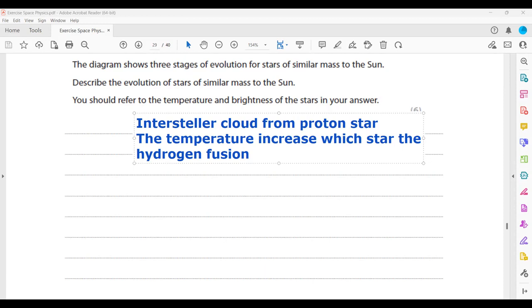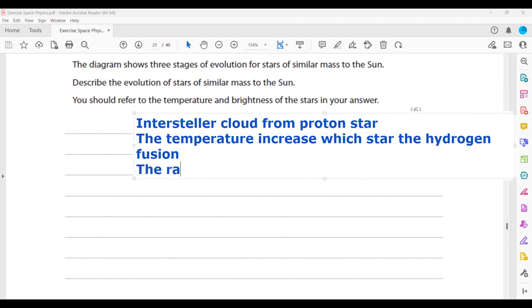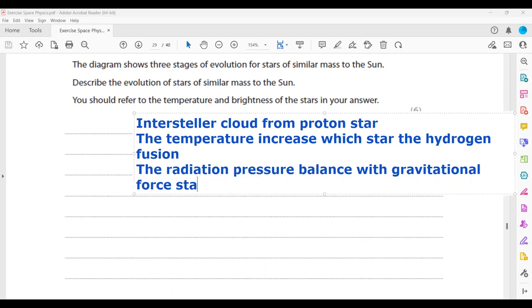For a start, the main source of energy production is nuclear fusion. The temperature increase starts the hydrogen fusion. As a result, what will happen when the radiation pressure balances with the gravitational force, or gravitational collapse? The star is in the main sequence, or we call it a main sequence star.